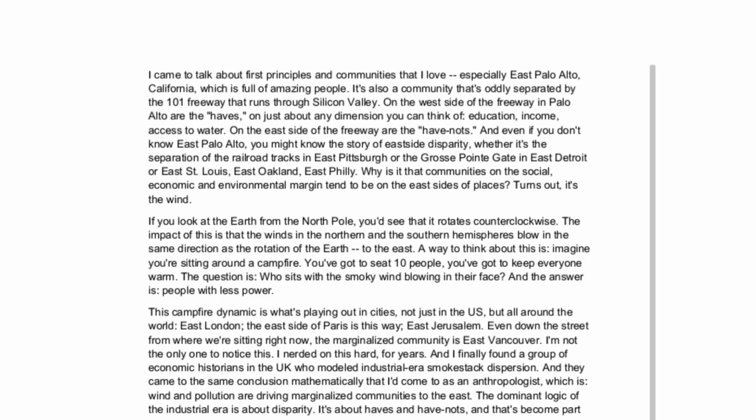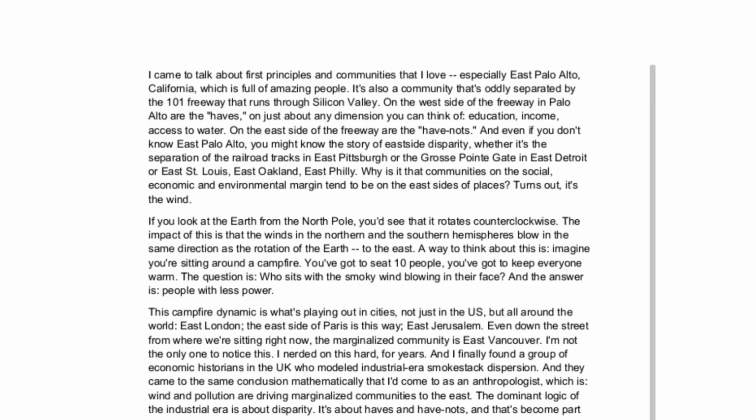On the east side of the freeway are the have-nots. And even if you don't know East Palo Alto, you might know this story of East Side disparity, whether it's the separation of the railroad tracks in East Pittsburgh, or the Grosse Pointe Gate in East Detroit, or East St. Louis, or East Oakland, East Philly. Why is it that communities on the social, economic, and environmental margin tend to be on the east sides of places? Turns out it's the wind.